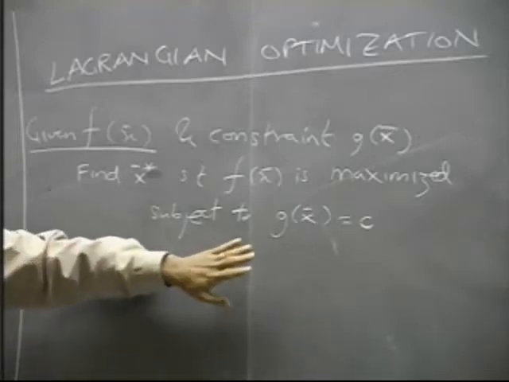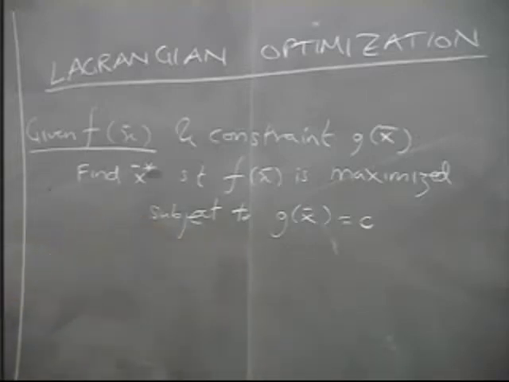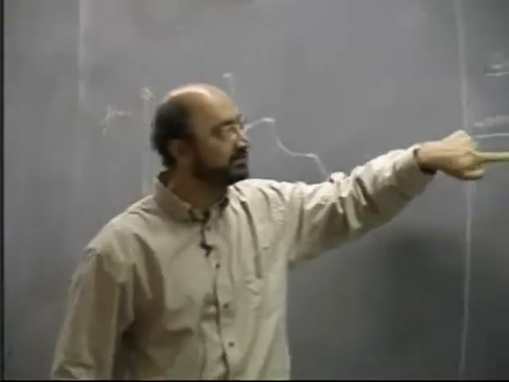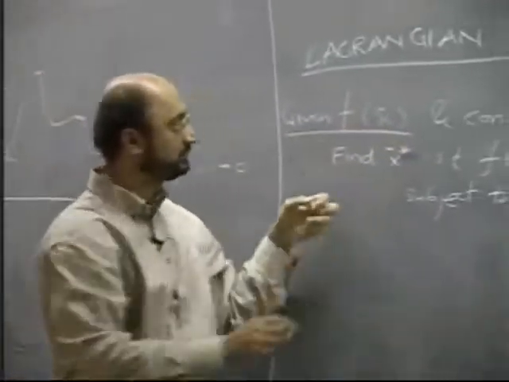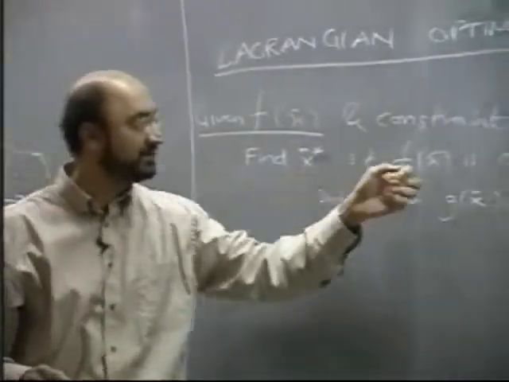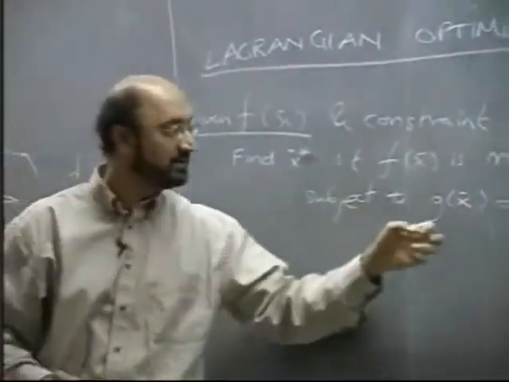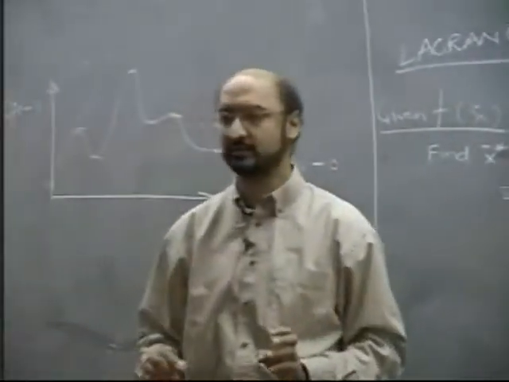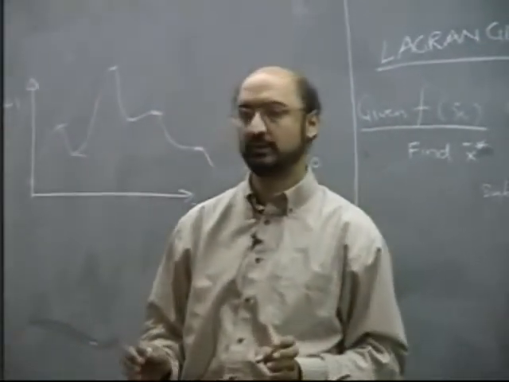So what I'm going to consider now, and this is the basis, as I said, of Lagrangian optimization, is given f(x) and a constraint g(x), find the value of x star such that f(x) is maximized and g(x) is equal to c. Okay, so any questions about the setup over here?